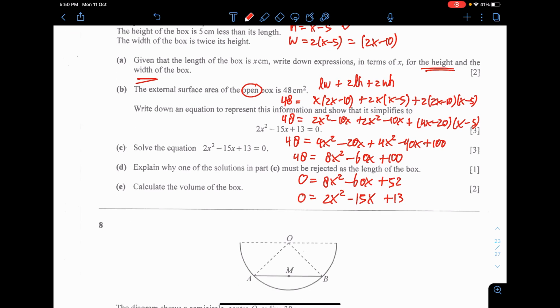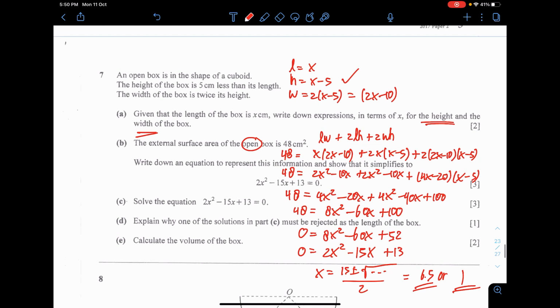Explain why the solution must be rejected. Okay, solution. We haven't even got the solution yet. They already asked you to find the solutions. Well, solution wise, I just use the formula again. Negative b plus minus square root of, you know. Okay, let's just skip it. The answer will be, use your calculator if you know how to press it. I think all of you should know how to press this, right? You get the answers 6.5 or 1. Okay, now when they say that it must be rejected, you might think that one of the answers should be negative, but both of them are positive.